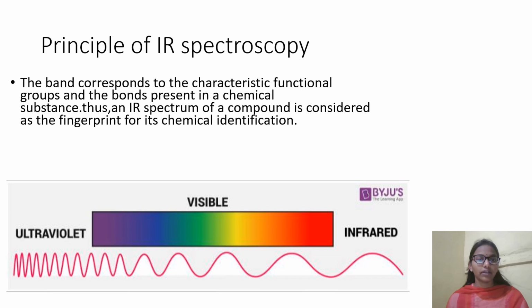The bands correspond to the characteristic functional groups and the bonds present in a chemical substance. Thus, an IR spectrum of a compound is considered as the fingerprint for its chemical identification. First one is ultraviolet. Middle one is visible. Last one is infrared.